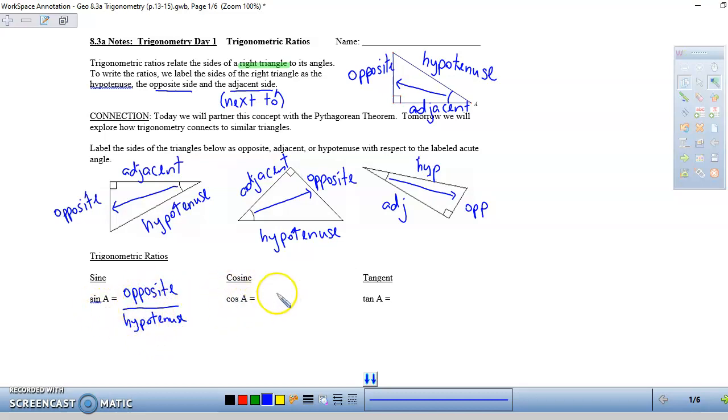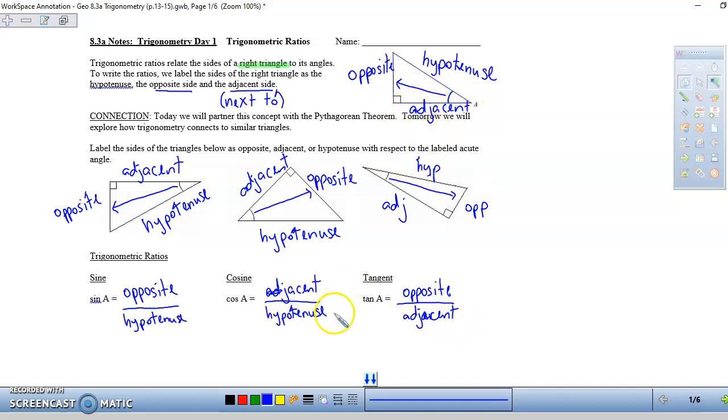The cosine is defined as adjacent divided by hypotenuse. Okay, so whatever your angle is, you do the adjacent side length divided by the hypotenuse length. Tangent is opposite over adjacent. Okay, so whatever your angle is, again, you do a ratio of opposite length divided by the adjacent length.